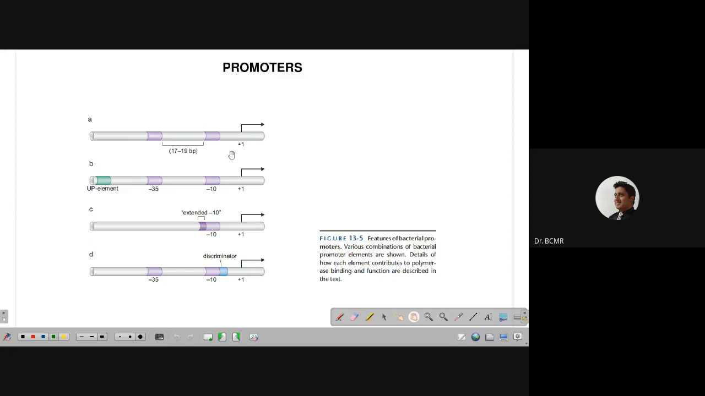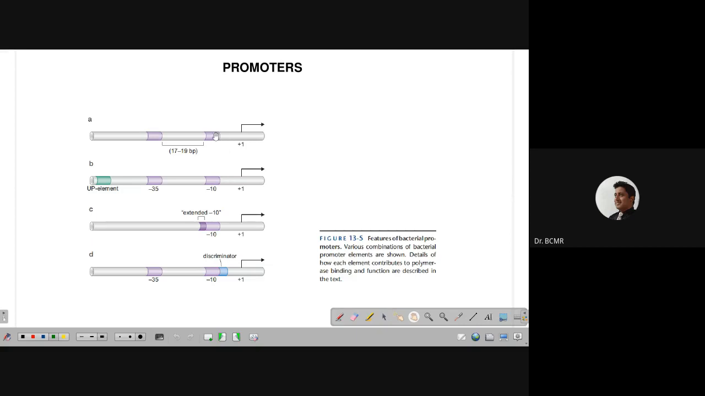So typically, we have three different types. One of it is the plus one, I hope you remember, and the broken arrow, which is kind of indicating where the promoter is, and the plus one is the first base that is added during transcription.